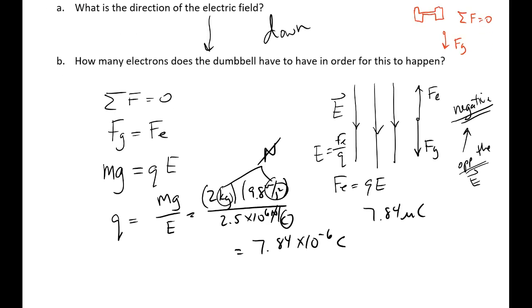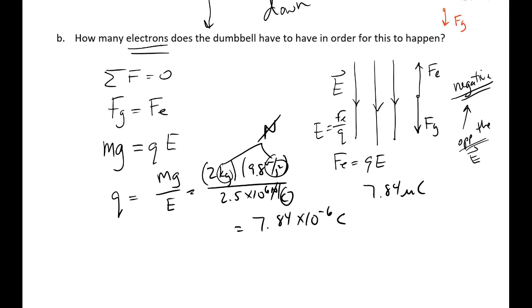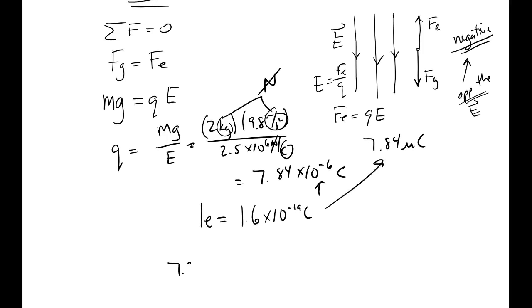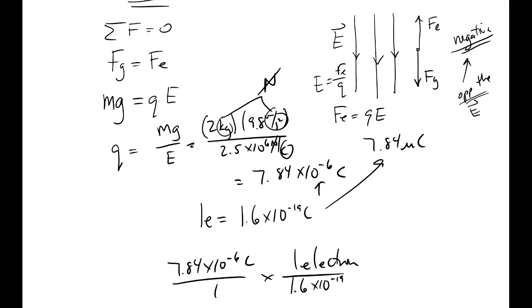All right, so let's keep that in mind. That's the overall charge. And then it says, but how many electrons? We know that one electron has a charge of 1.6 times 10 to the negative 19th coulomb. So you have to have a lot of them to get to that value. So I'm going to start with 7.84 times 10 to the negative 6 coulomb over 1. One electron has the charge of 1.6 times 10 to the negative 19th coulomb, so coulombs will cancel. If I divide by 1.6 times 10 to the negative 19th, I get 4.9 times 10 to the 13 electrons.